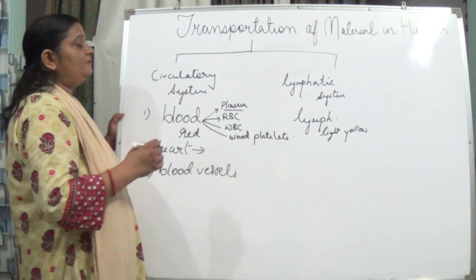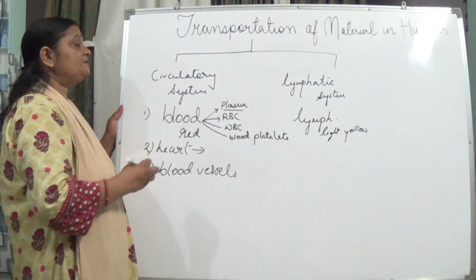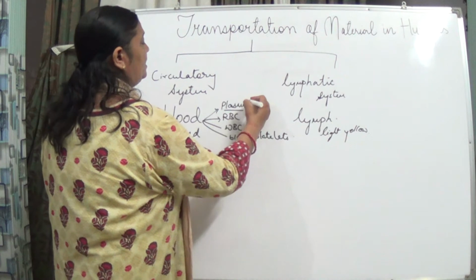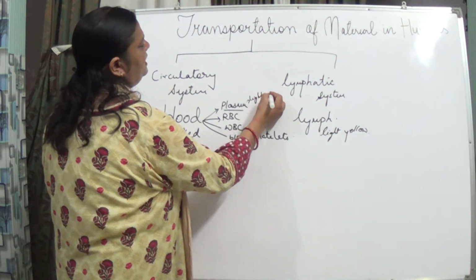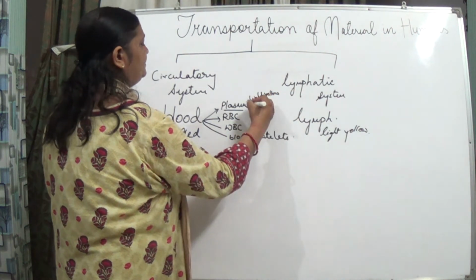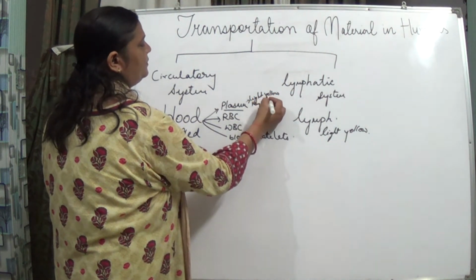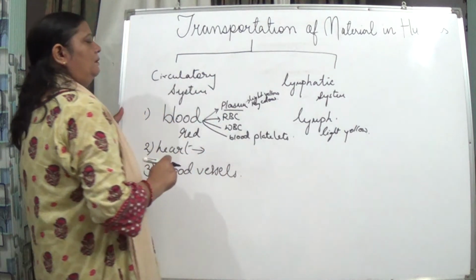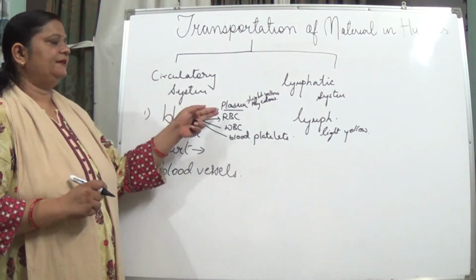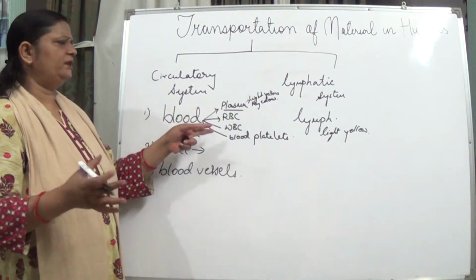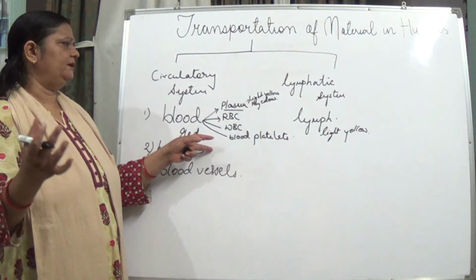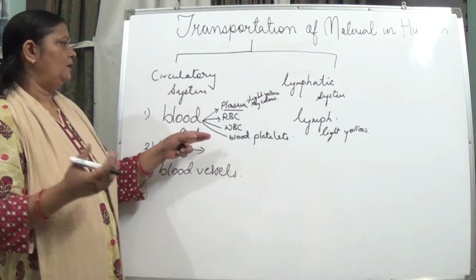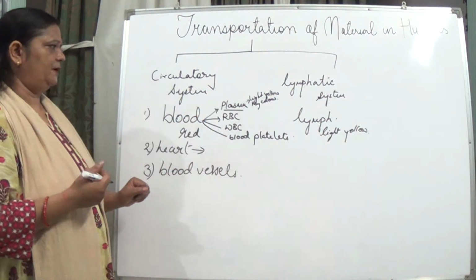When we talk about this plasma, it is light yellow in color, or you can say hay color. This basically carries everything: CO2, urea, uric acid, bile pigments. All are carried by this plasma.